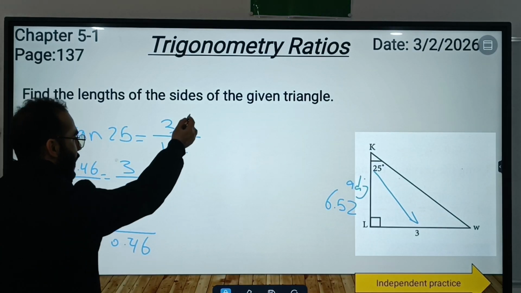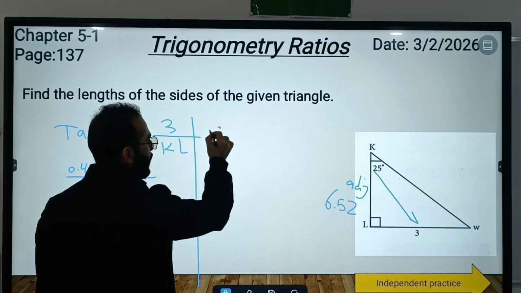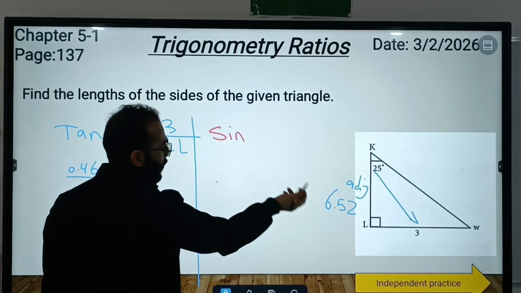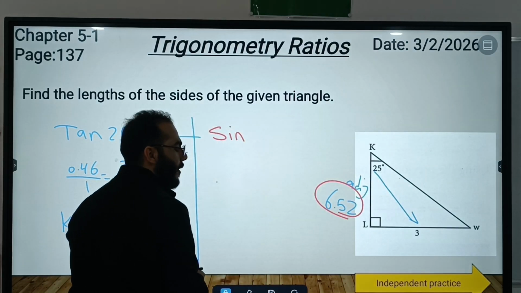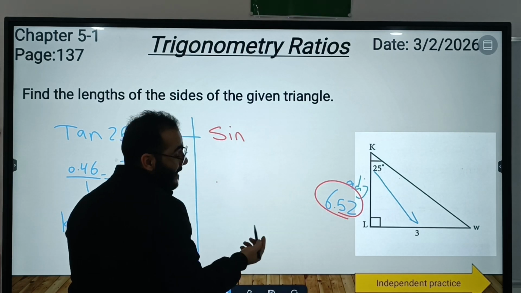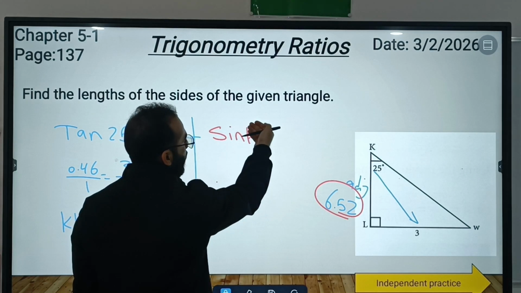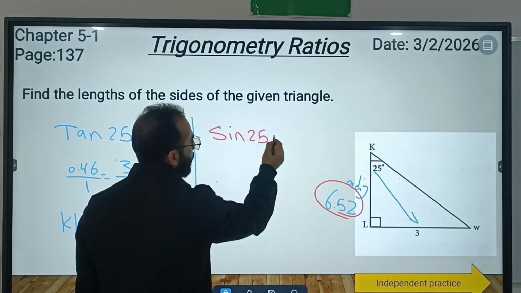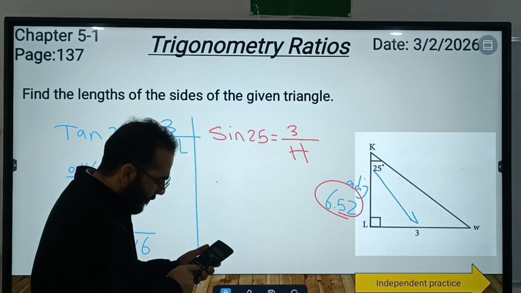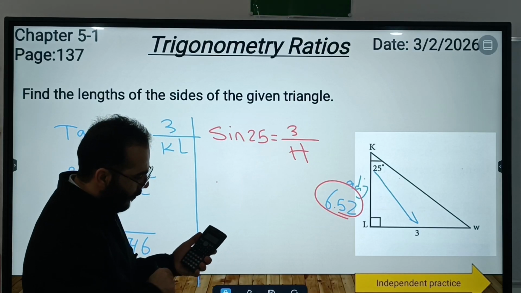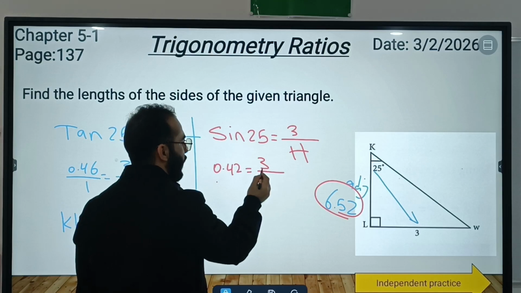Okay, so use another trigonometric ratio to find the hypotenuse. I'm going to go with sine, or you can just go with cosine. If you go with cosine, you need to use this number, this side, but I'm going to go with 3. It's easier than dealing with a decimal number. So sine 25, directly I will write sine 25 equals 3 over the hypotenuse. Sine 25 equals 0.42. 0.42 equals 3 over h.